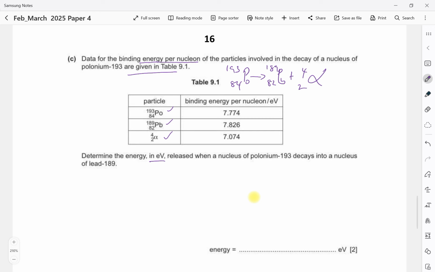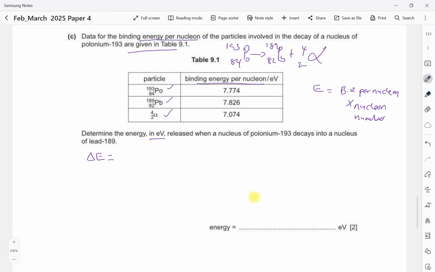So of course, this is binding energy per nucleon. To find the energy, it's going to be binding energy per nucleon multiplied by the nucleon number. The difference in energy is going to be the energy which is released. On the right hand side, total energy is greater. We just want the difference in energy.